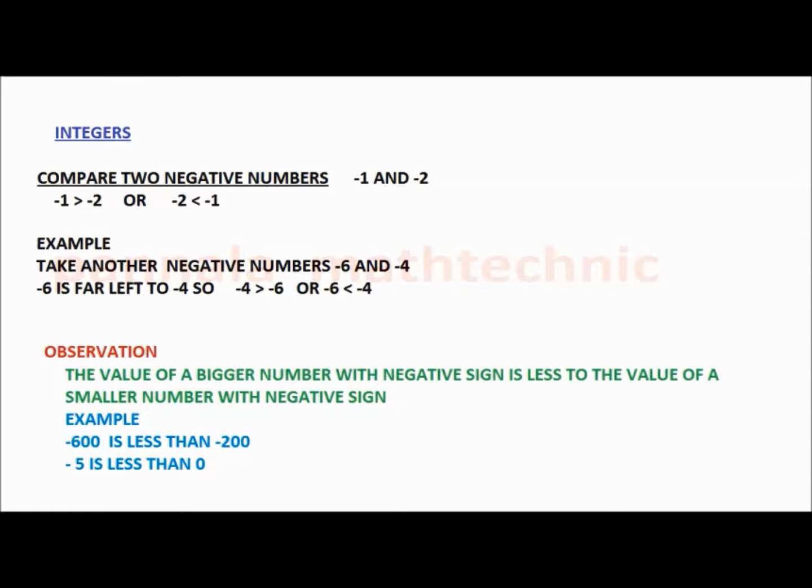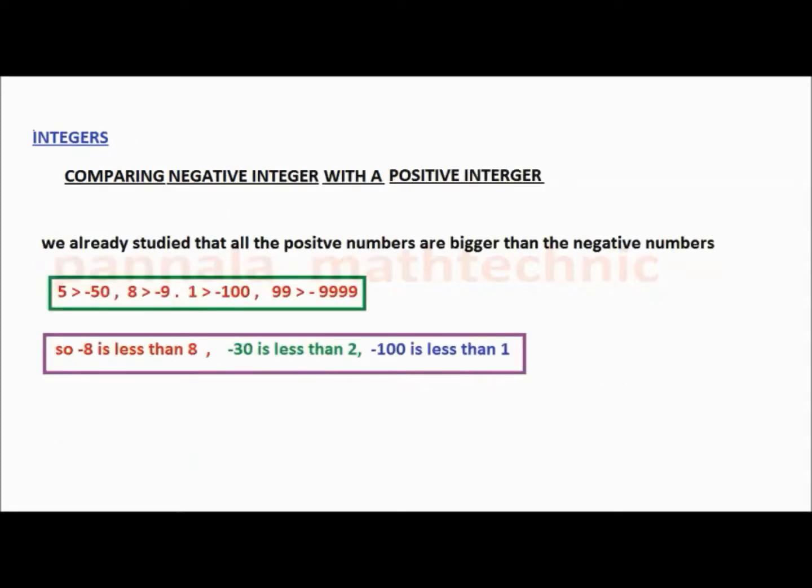So on observation, the value of a bigger number with a negative sign is less than the value of a smaller number with a negative sign. For example, 600 is greater than 200 when it is positive. But with the negative sign, 600 becomes less than 200. So minus 600 is less than minus 200. The same way, minus 5 is less than 0.